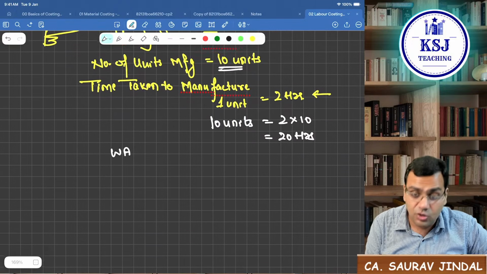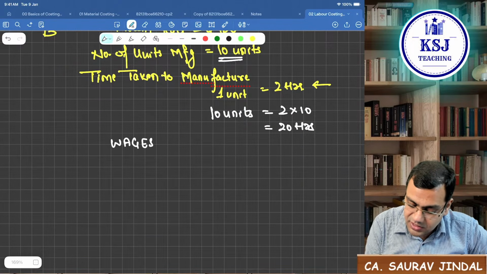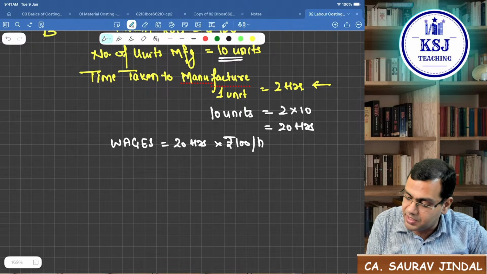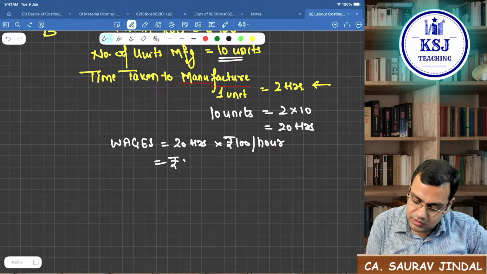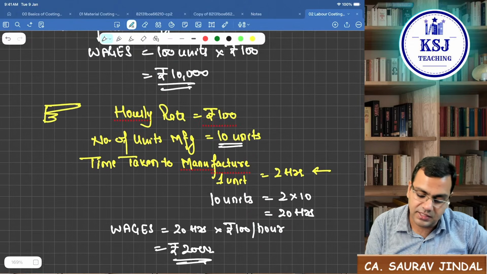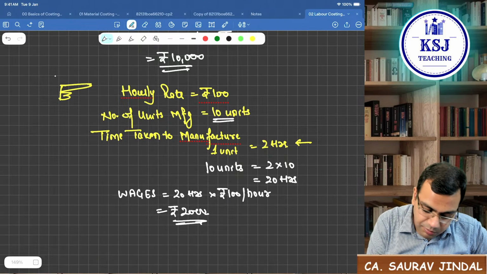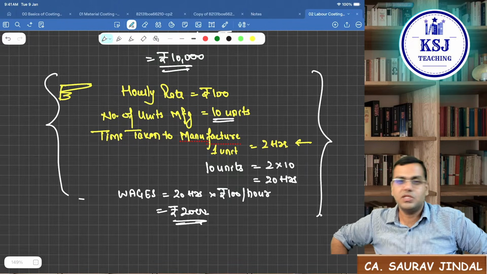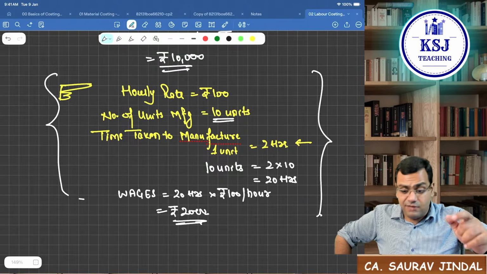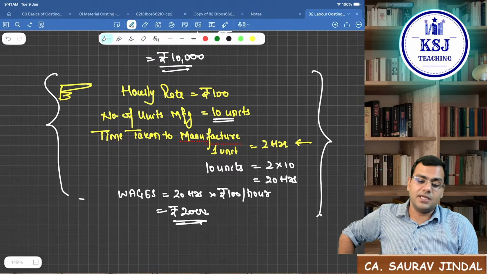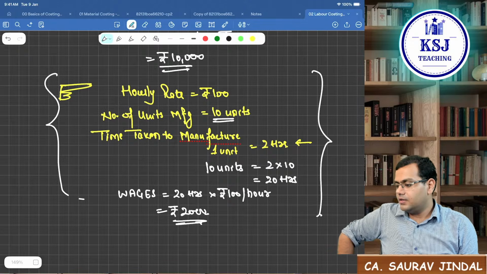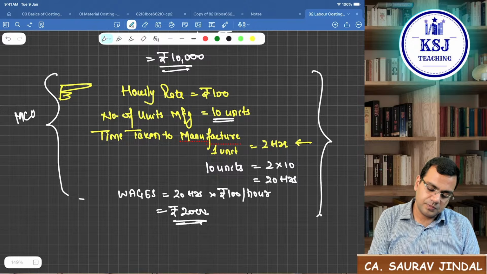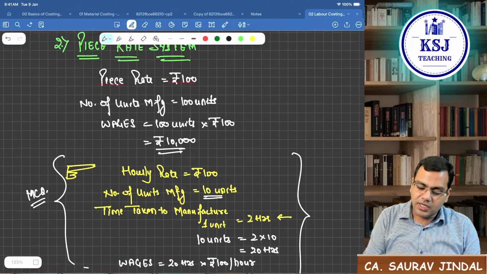The rate is given as rupees 100 per hour. So your wages will be 20 hours multiplied by rupees 100 per hour, so rupees 2000 that you will pay as wages. This is an important point. This is an important twist that the ICI can do in case of piece rate, and this part as an individual can be asked as an MCQ. So this is about time rate and piece rate.